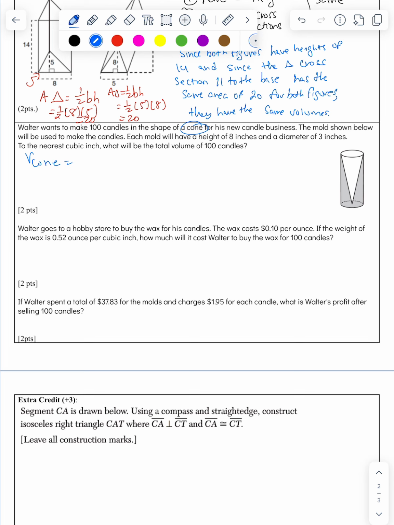So the volume of a cone is 1/3 capital B times H. And since a cone has a circular base, area of a circle is pi r squared. So now I'm going to plug in. The height is 8. And the diameter is 3. So that means the radius is half of that, which is 1.5 inches. And this is going to give me the volume for one candle.